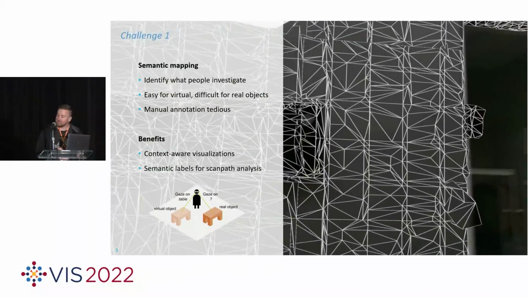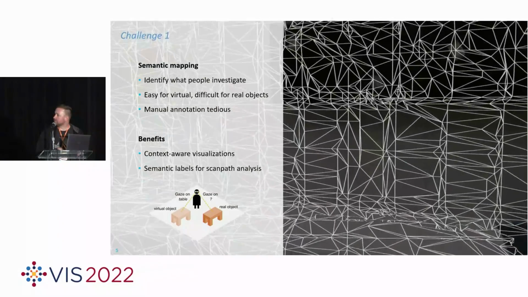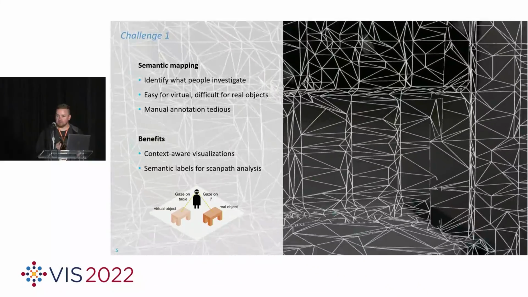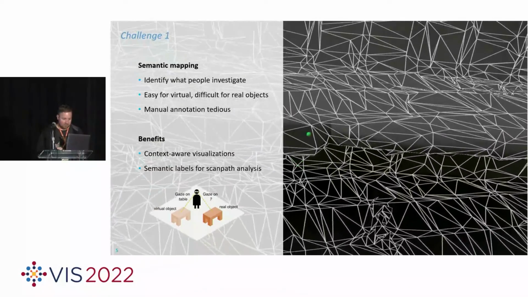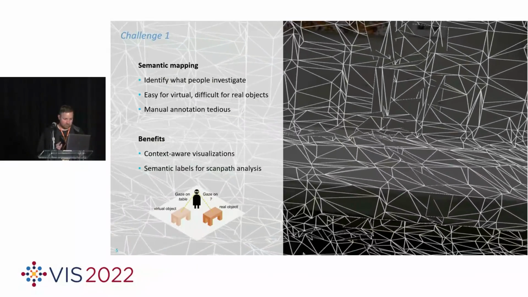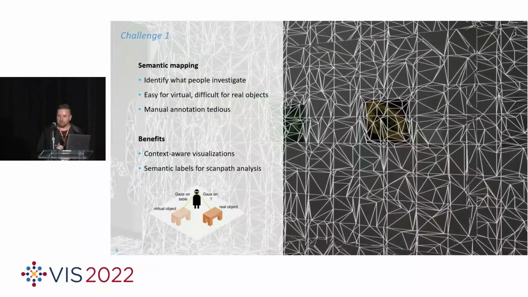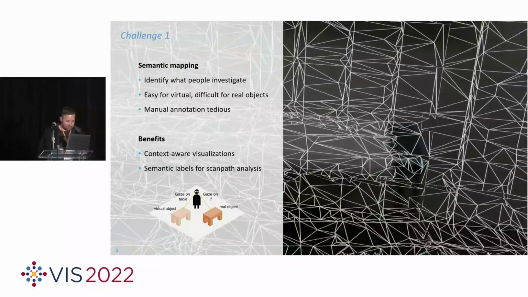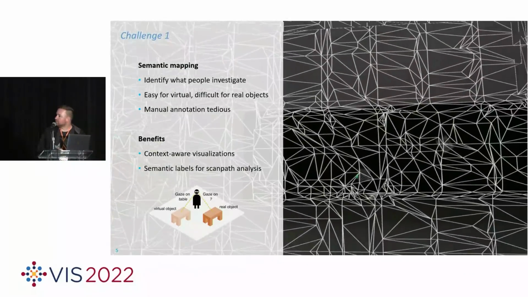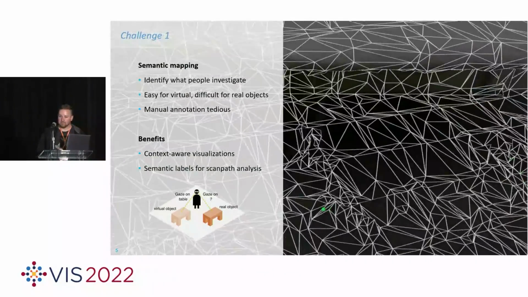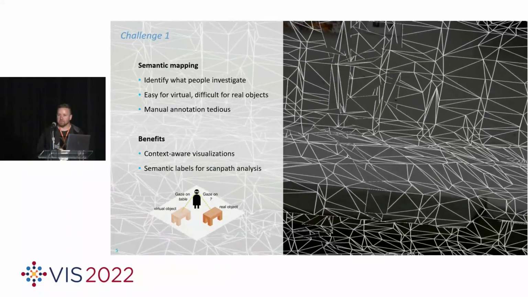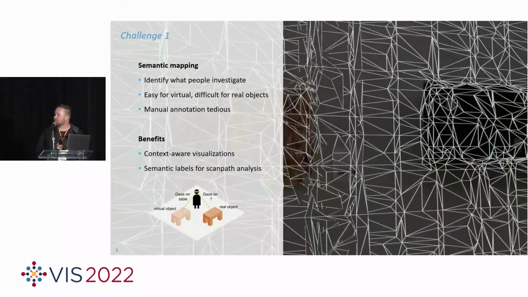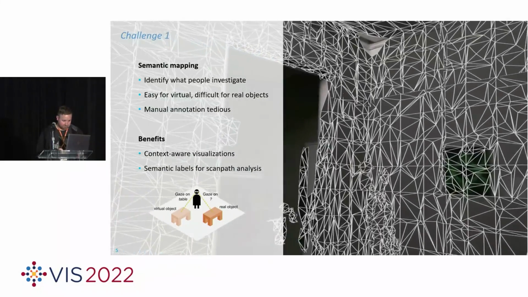If we have this, the benefit would be that we could create context-aware visualizations where you can really interact with your environment, even if it's not augmented content. And you have semantic labels that you can use for classical scan path analysis, where you can analyze, for example, sequences, orders in which people looked at different objects.